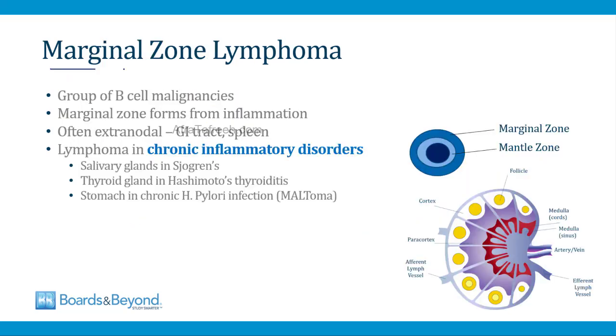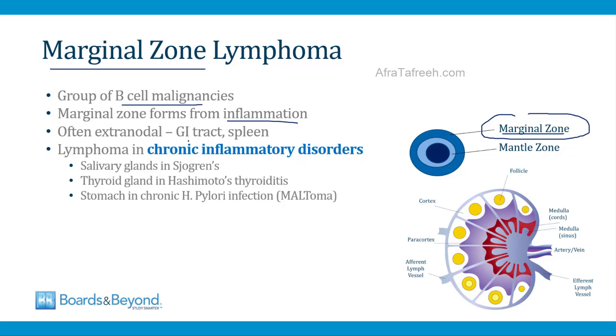Next, let's talk about the marginal zone lymphomas, which refers to a group of B-cell malignancies. The thing you always want to remember about the term marginal zone is that that's the zone surrounding the follicles in the lymph nodes that grows and develops in the setting of inflammation. So these lymphomas are going to be associated with conditions where there's lots of inflammation and therefore growth of the marginal zone. That will sometimes lead to a malignancy involving those marginal zone B cells.